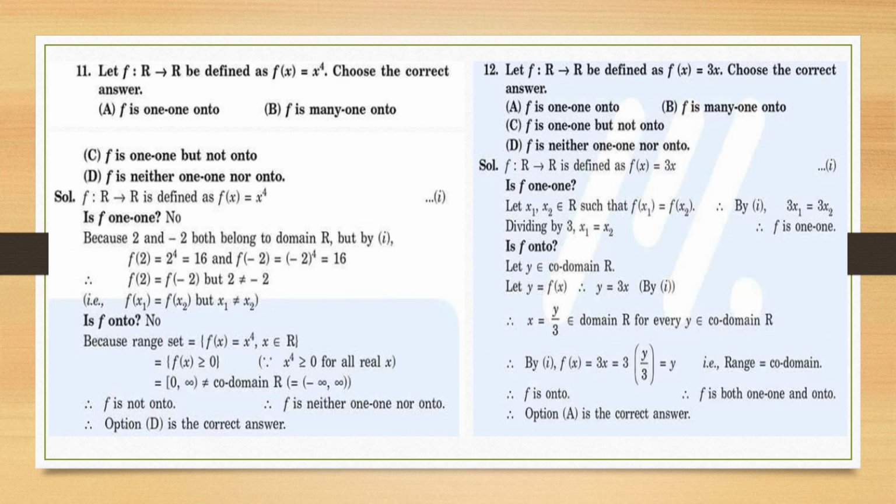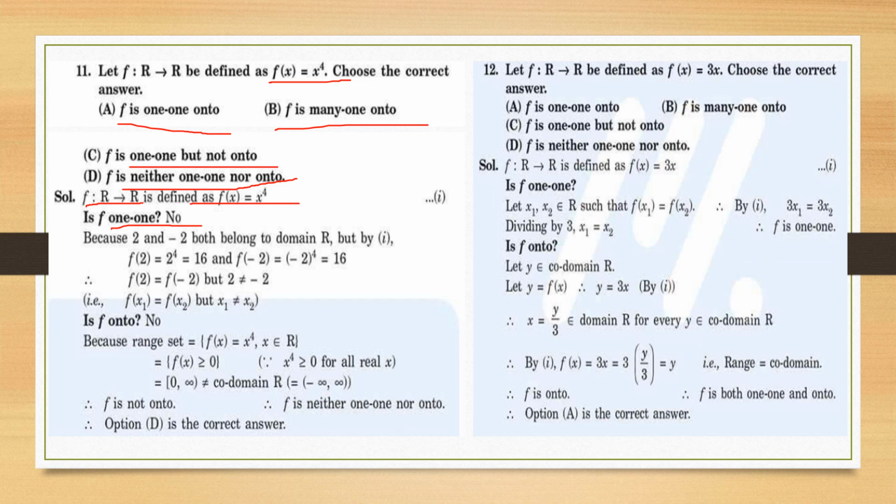Number 11 is, let f mapping from R to R be defined as f(x) = x^4. Choose the correct answer: f is one-one onto, many-one onto, one-one but not onto, neither one-one nor onto. Okay, x^4. So let us start. f mapping from R to R, f(x) is this. So it is not one-one.